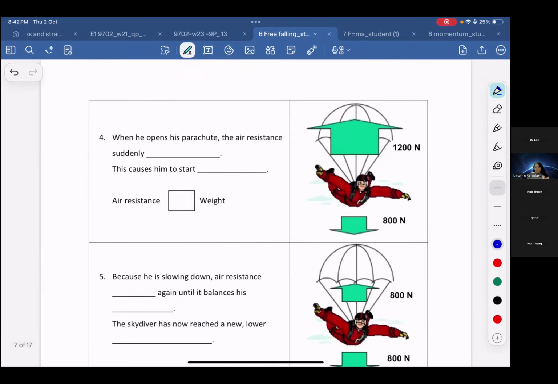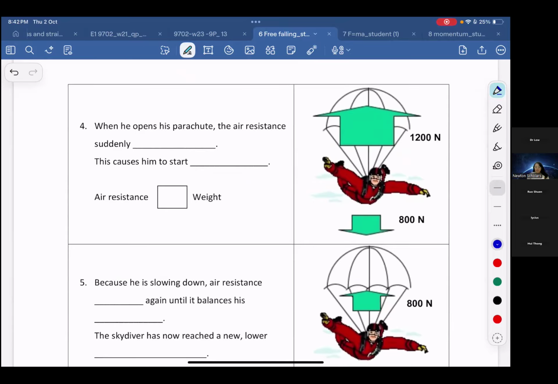Here, we suddenly open the parachute. Air resistance suddenly increases. But boys and girls, you don't tell me that the object is moving upward. It still continues moving downward, but it is slowing down. It causes it to decelerate. Decelerate means slow down.